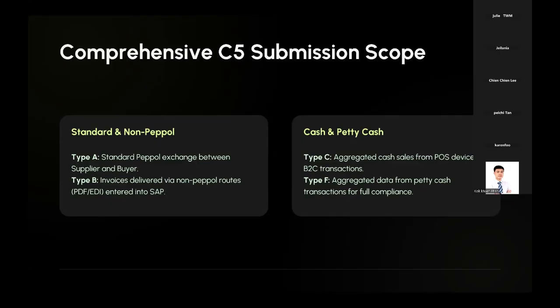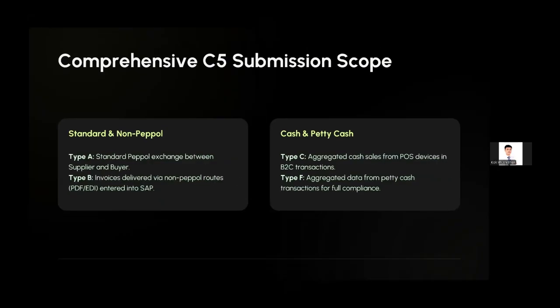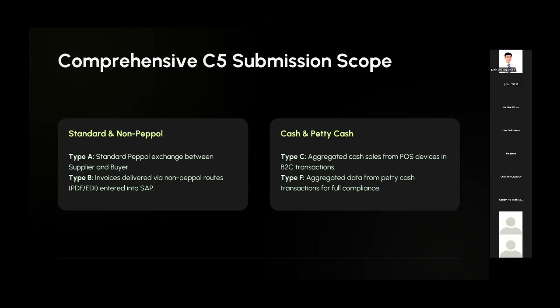There is also another type of invoice that you need to submit, which is invoices delivered via non-Peppol routes, which means those invoices are not submitted through a Peppol network. You can create such data in SAP Business One simply because your business partners are non-Peppol participants. So they send you the invoice, either as a soft copy or a hard copy, which you enter manually in SAP Business One. However, you will still need to submit this data to IRAS.